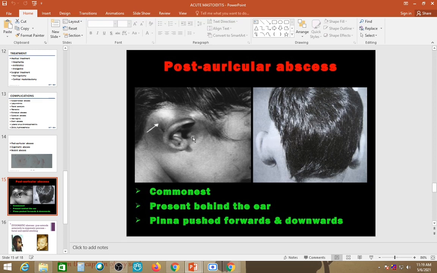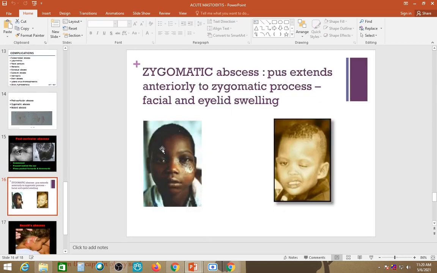Can you see? Yes, ma'am. This is the post-auricular abscess. What is the post-auricular abscess? The complication of mastoiditis. And this is the zygomatic abscess. The pus extended entirely to the zygomatic process, with facial and eyelid swelling.